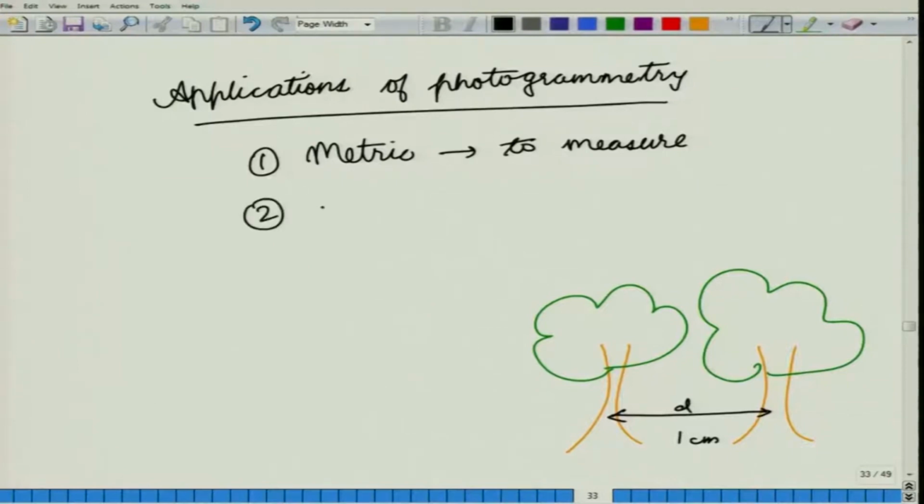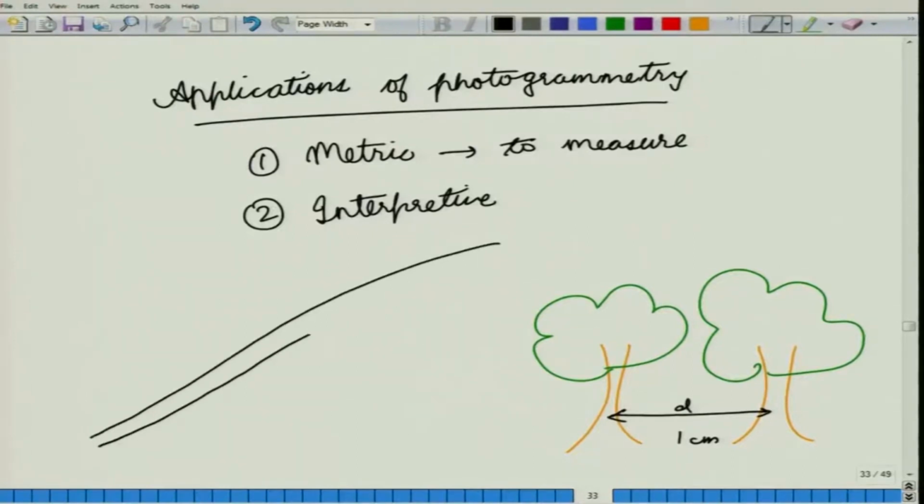The second application is called the interpretive application. What do we mean by interpretive application? Suppose we saw these 2 parallel lines that have black color in between. So, does this thing on a photograph represent a road, does it represent a river, how do we get to know about that, or is it something else? So, that would be called an interpretive application.